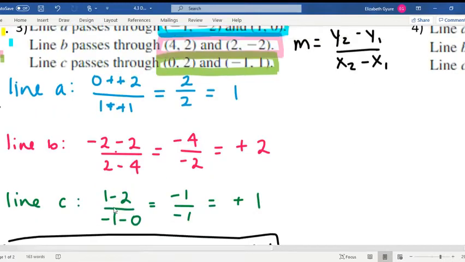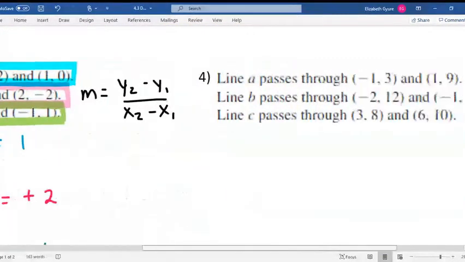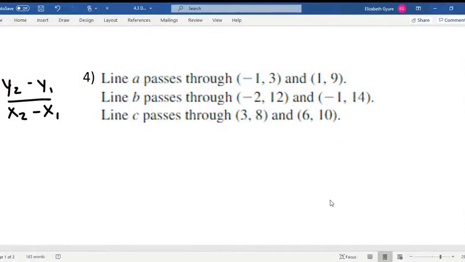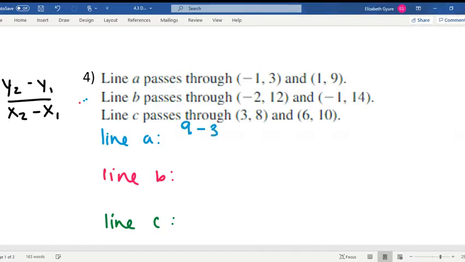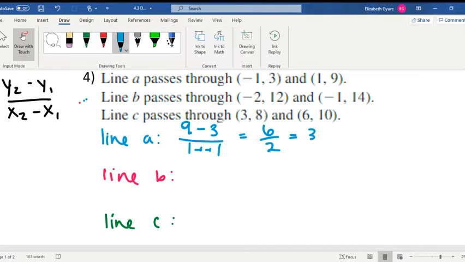Okay, let's try out number 4. Do we think we can try that one out by ourselves? I believe in you. Line A. What did you do for the slope for line A? What'd you subtract? 9 minus 3, and then you did 1 minus the negative, right? So you switched that. Good, that should give you 6 over 2, which is 3 or 3 over 1. Very good. You can write it either way. Either way is fine. Line B.